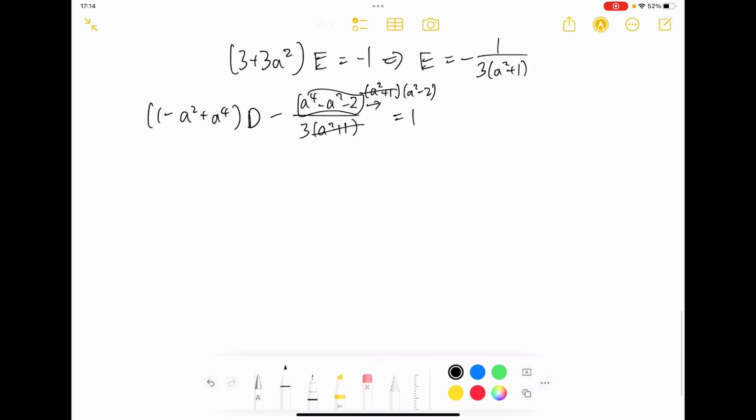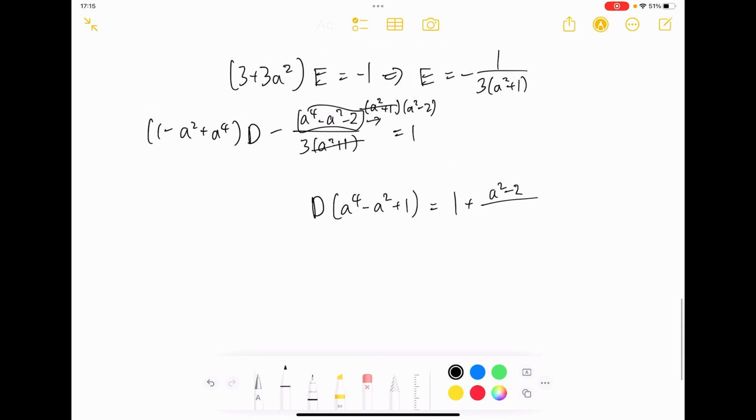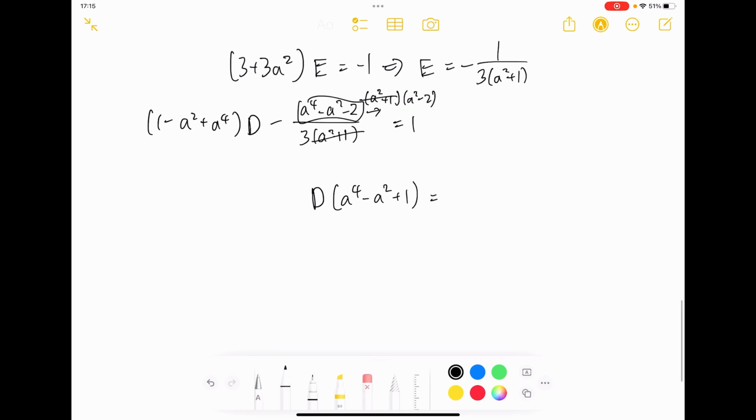So that will get us d times a to the 4th minus a squared plus 1 is 1 plus a squared minus 2 over 3. And because this 1 is 3 over 3, we can combine it to become a squared plus 1 over 3. Right, so a squared plus 1 over 3. And we can divide both sides by whatever that is, a to the 4th minus a squared plus 1, and get rid of that. So that is our d.